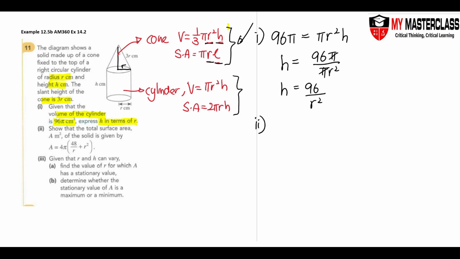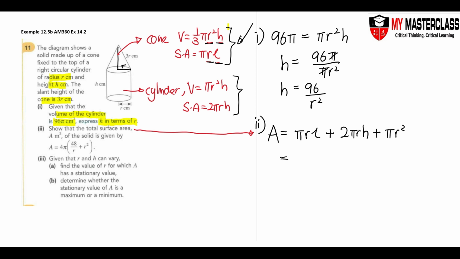Part 2. Then the question will ask for the total surface area of this whole thing. So do it step by step. You can say that A, which is the area of the whole thing, is equal to the area of the cone, πRL. Again, you see there are two variables here. Plus the curved surface area of the cylinder, 2πRH. Then don't forget to add the bottom, which is πr².